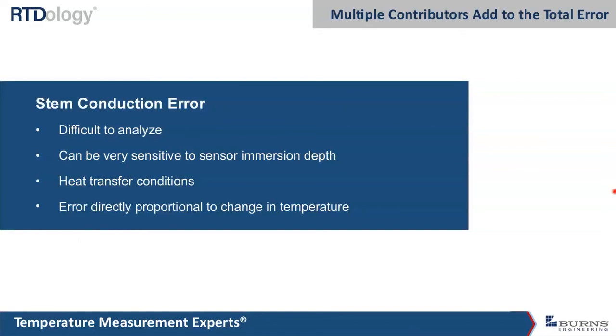The next, probably one of the more common error sources I see is stem conduction. And this one can be a little bit hard to quantify. It's really related to the immersion depth of the sensor, the style of the sensor, and the heat transfer characteristics of the process that you're measuring. If it's something like water, it's pretty easy to measure that temperature. But if it's something like steam or just even air temperature, that can be more difficult because that heat transfer just doesn't happen very quickly.